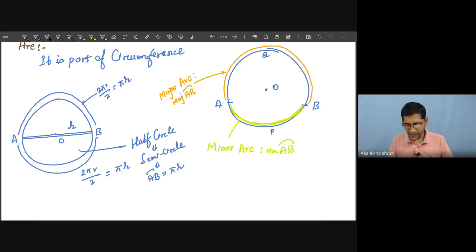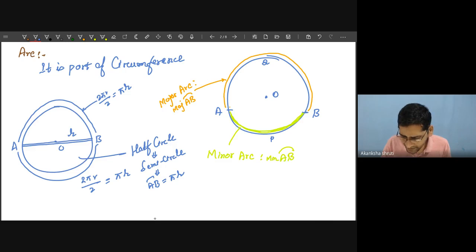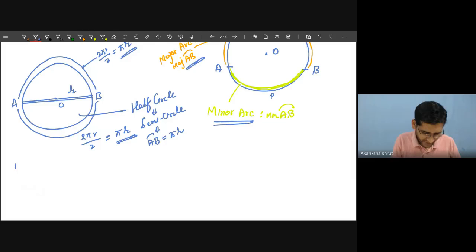Okay, students? So what is a semicircle? The arc with a diameter. Here we are observing that if the arc is a minor arc, its length is smaller than half of the circumference, meaning the length of the minor arc is smaller than pi r. And if we consider the major arc, its length is greater than pi r, because pi r is half of the circumference. So one type of arc is called the minor arc.